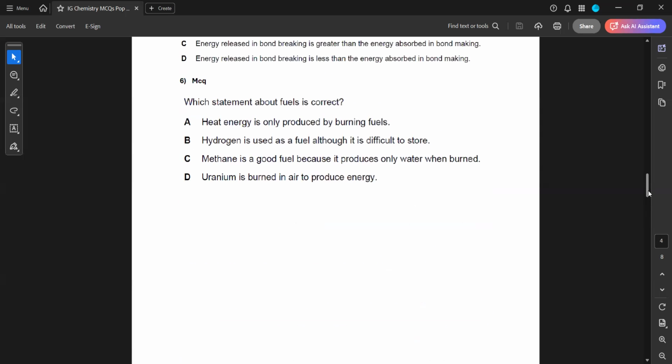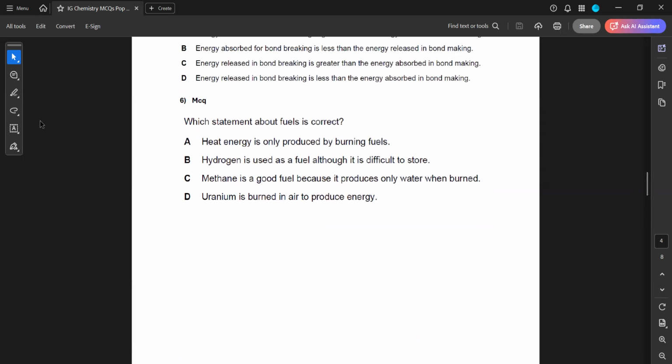Question 6. The correct answer for this one is B. Which statement about the fuels is correct? Heat energy is only produced when we are burning a fuel. It's not only the heat energy, there are different forms of energy it produces. So that's why this is not a complete statement. Hydrogen is used as a fuel, but it is difficult to store hydrogen. So B is the right statement.